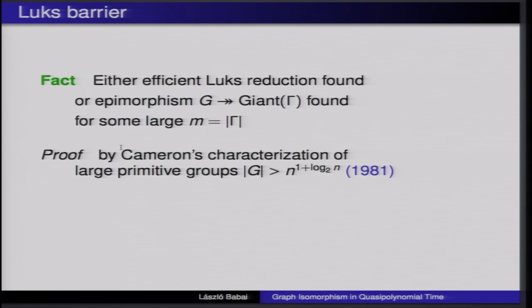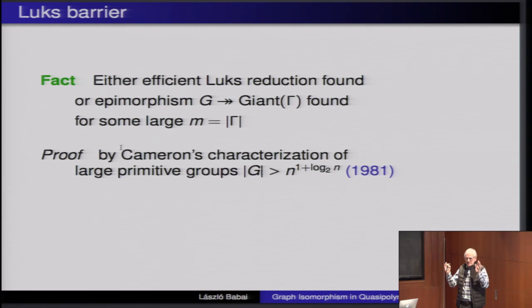can be characterized using a result of Peter Cameron from 1981. So Cameron determined all primitive groups of order greater than n to the log n, essentially, and all of them are essentially, this is not entirely correct, but essentially Johnson groups, and so they are isomorphic to alternating groups or symmetric groups. Okay, so for Johnson group, I extend the definition so that it is not necessarily the induced symmetric group, but can be the induced alternating group. These two cases just come hand in hand.